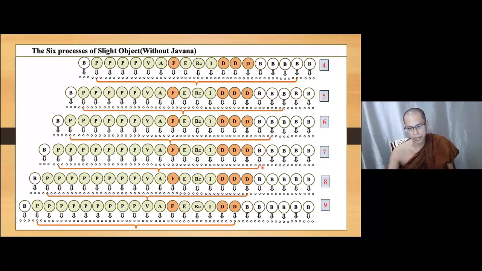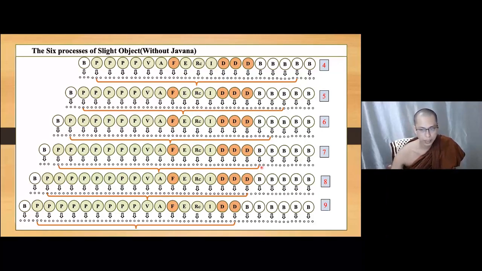The end of the first Bhavanga is the end of the lifespan of the object. And so with eight times past Bhavanga, the object ends together with the dissolution phase of the third determining. And there also, according to the nature, the determining consciousness arises in the process taking the slight object.